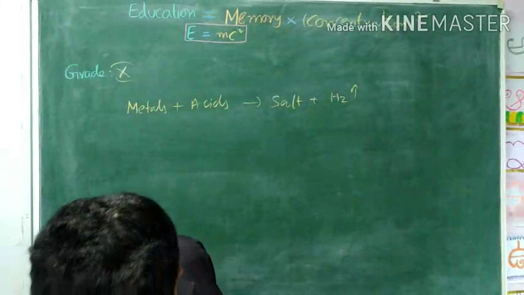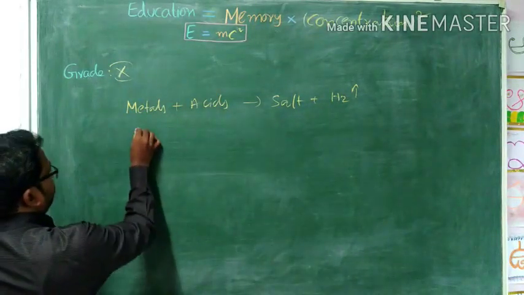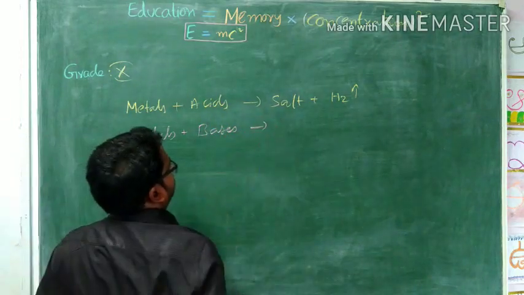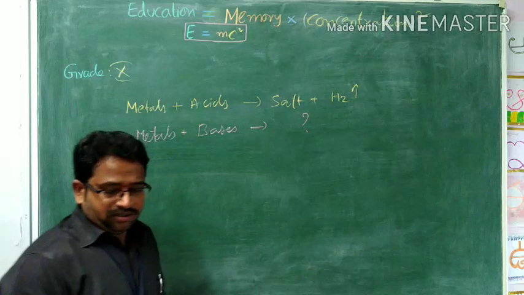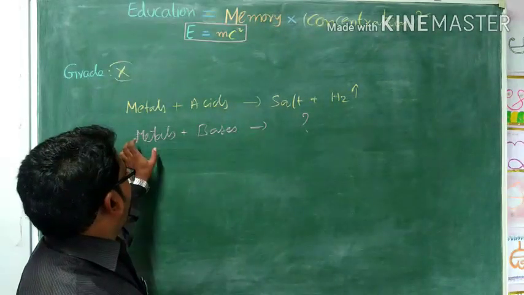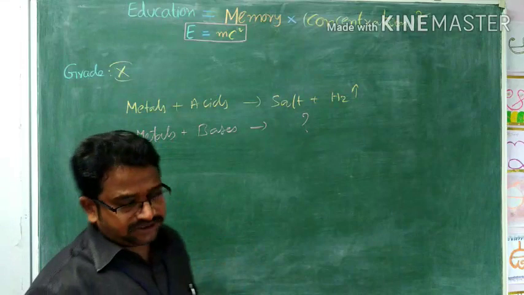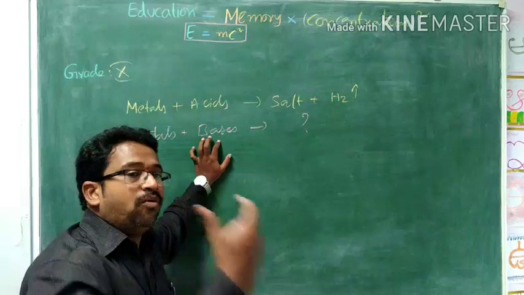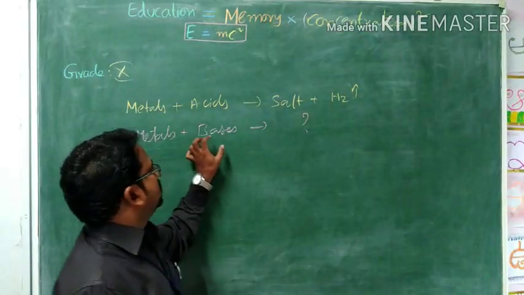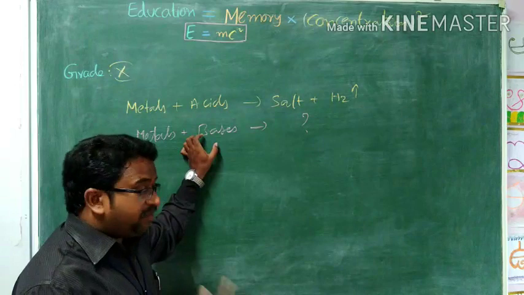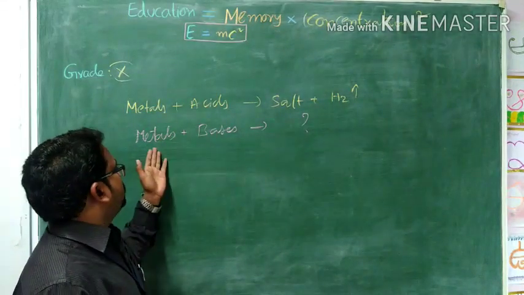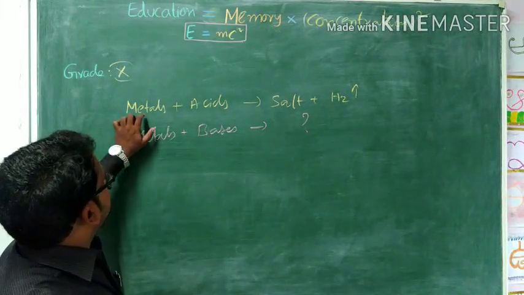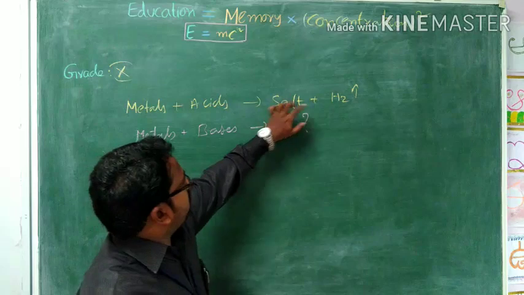What happens when bases react with metals? Only a few bases will react with metals: strong bases, concentrated bases, excess of bases. And one more thing, they won't react directly. If you see in the previous class, metals directly react with acids and form salts and hydrogen.